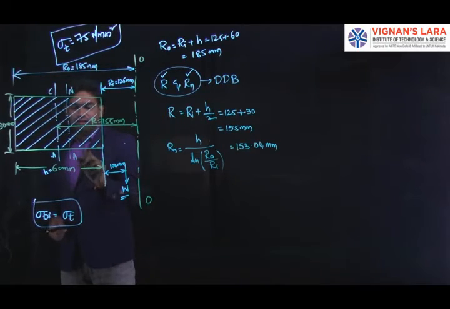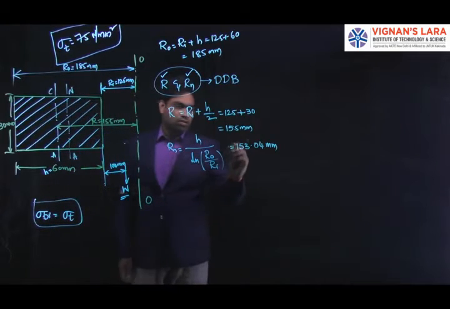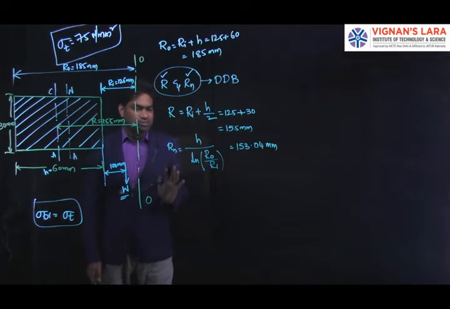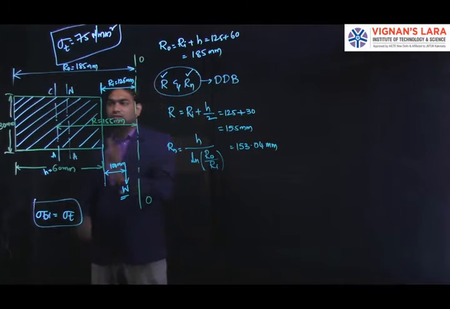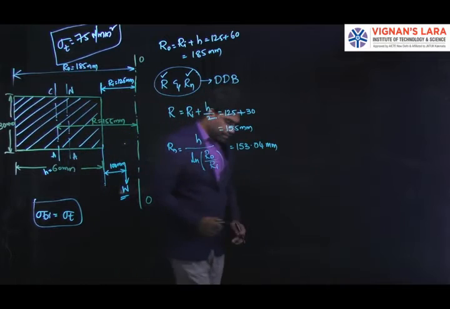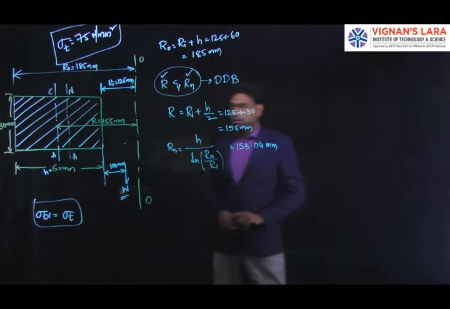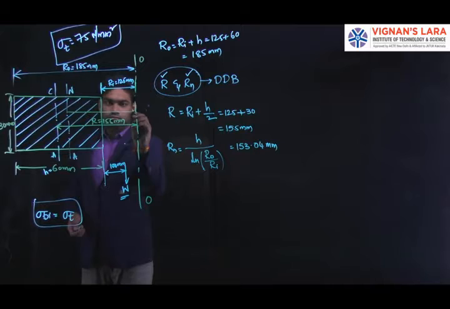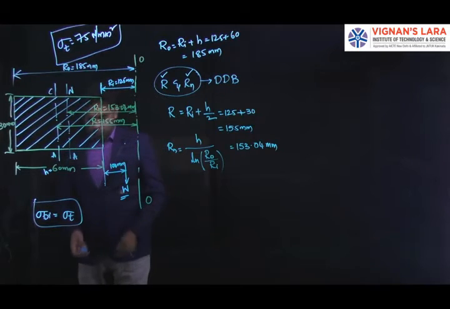You can check whether your calculated value is correct or not by comparing the values of R and Rn. As I stated, the value of R is always greater than Rn. Why? Because the neutral axis always tends to shift towards the center of curvature. Clear? So we can mention the value of Rn here. So Rn equal to 153.04 mm. Clear?